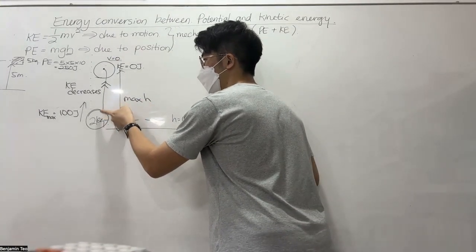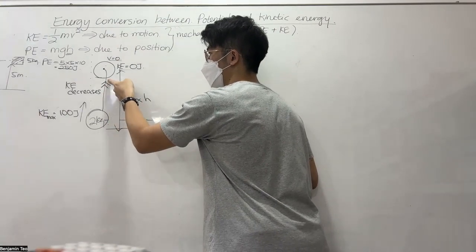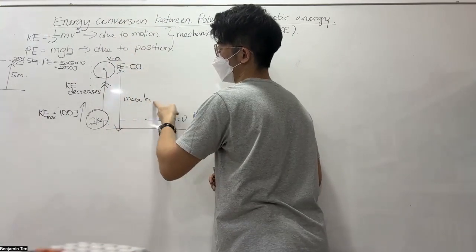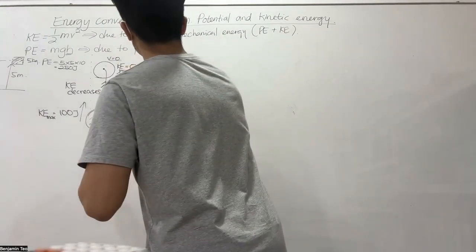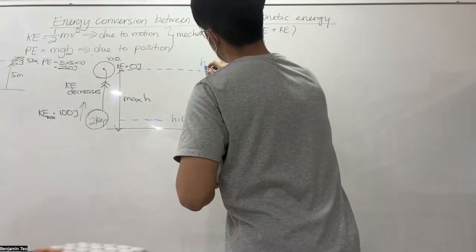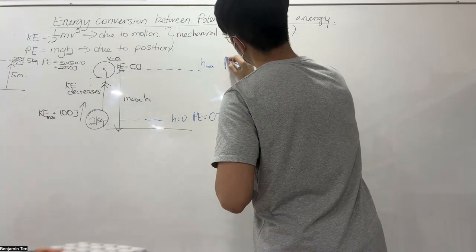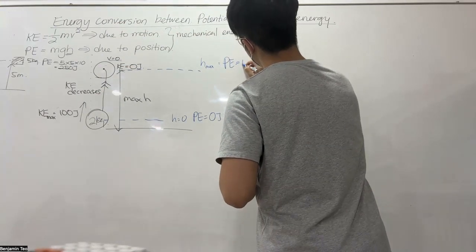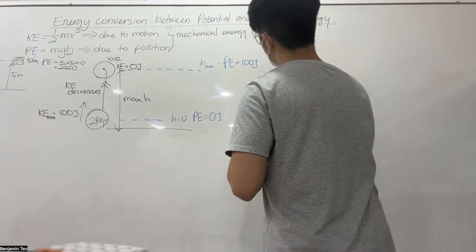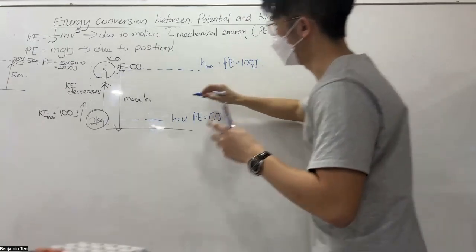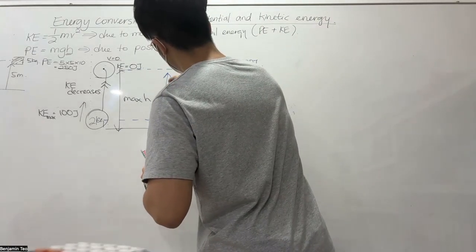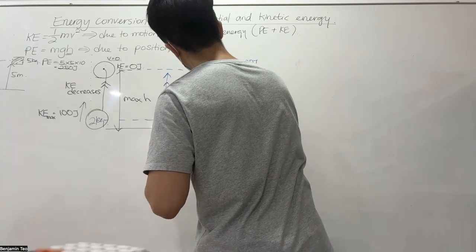Then rising 10 meter, 20 meter, 30 meter to maximum height. So at this point, my height is maximum, right? So my PE is also maximum. This one is 100 joule. So going from here to here, my PE increases.